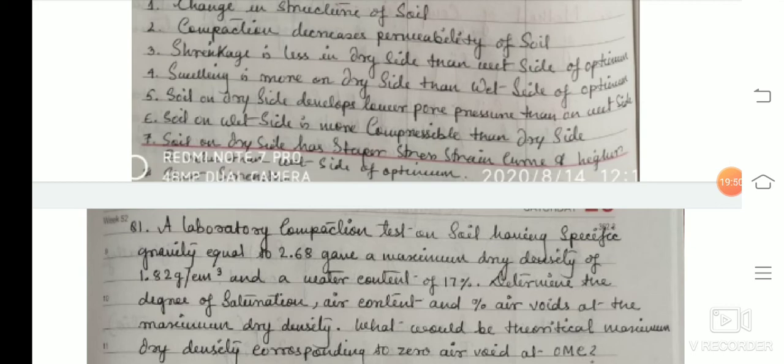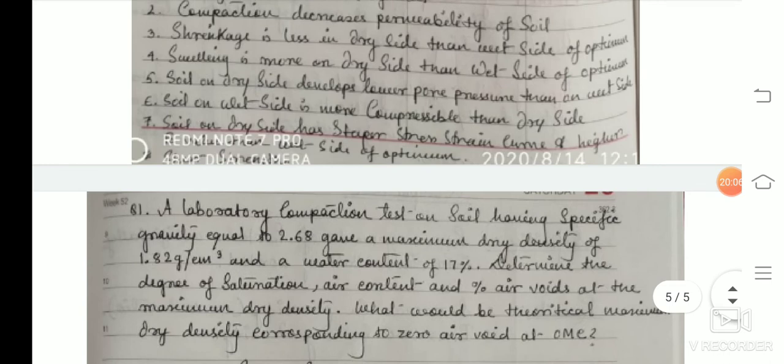Why does this occur? This is because the sample compacted on the dry side of optimum has flocculated structures and requires extra pressure to cause parallel orientation of the particles. But in the higher pressure range, a sample compacted on the dry side of optimum is more compressible than the one which is compacted on the wet side of optimum.